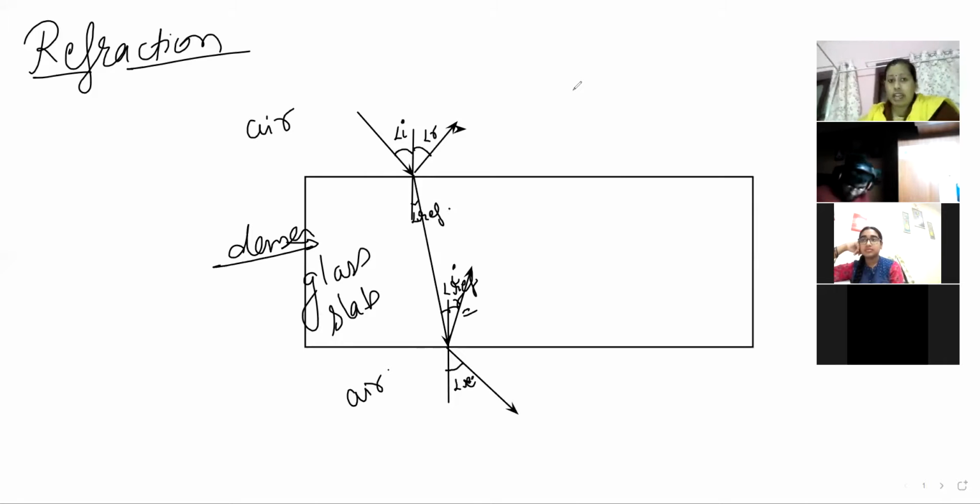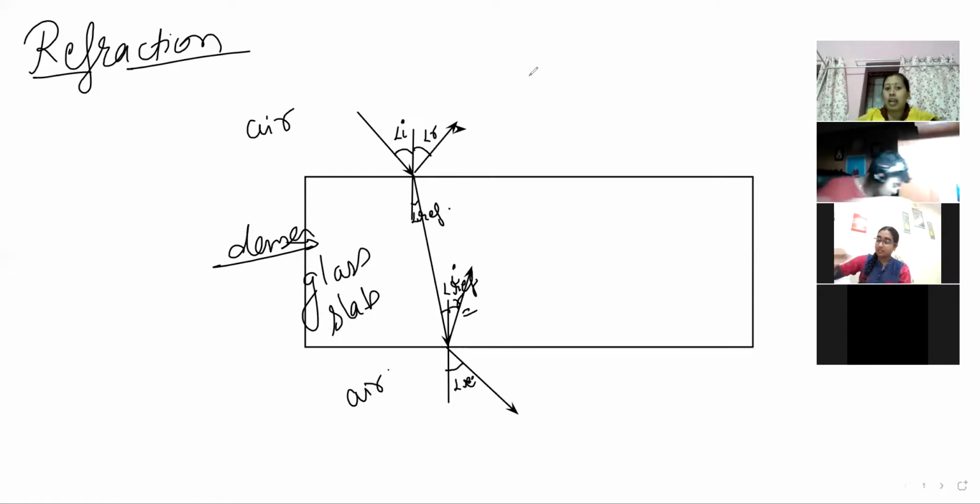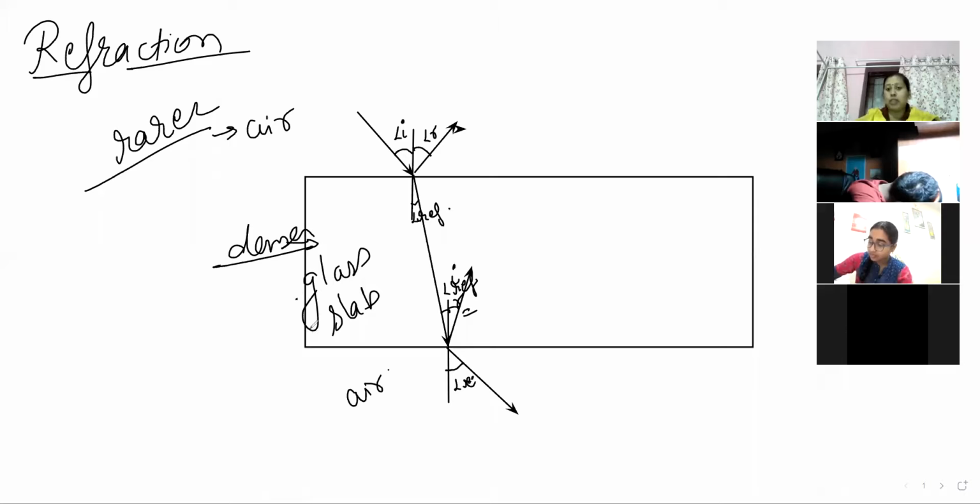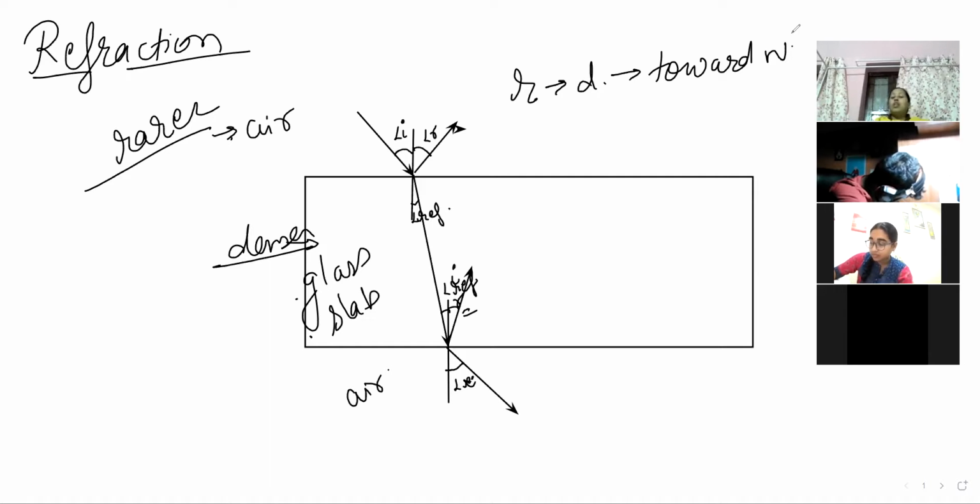Write it down. If the ray of light is coming from the rarer medium, air is known as the rarer medium, and the glass slab is known as the denser medium. So if a ray of light is coming from rarer to denser medium, the light will move towards the normal. The light ray will move towards the normal. Understood this concept?